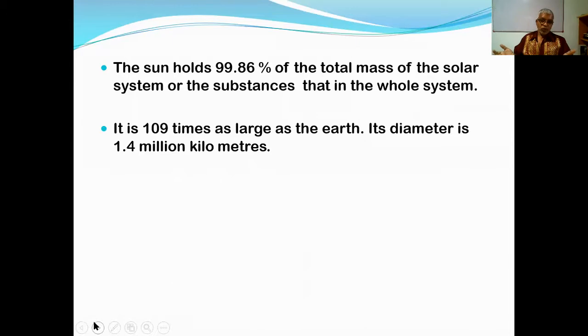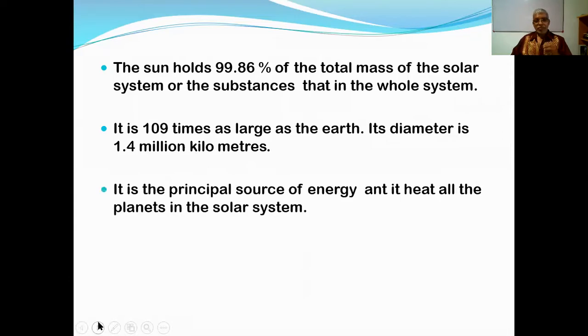It is 109 times as large as the earth. Its diameter is 1.4 million kilometers. Then you can imagine the size, the diameter, of 1.4 million kilometers.